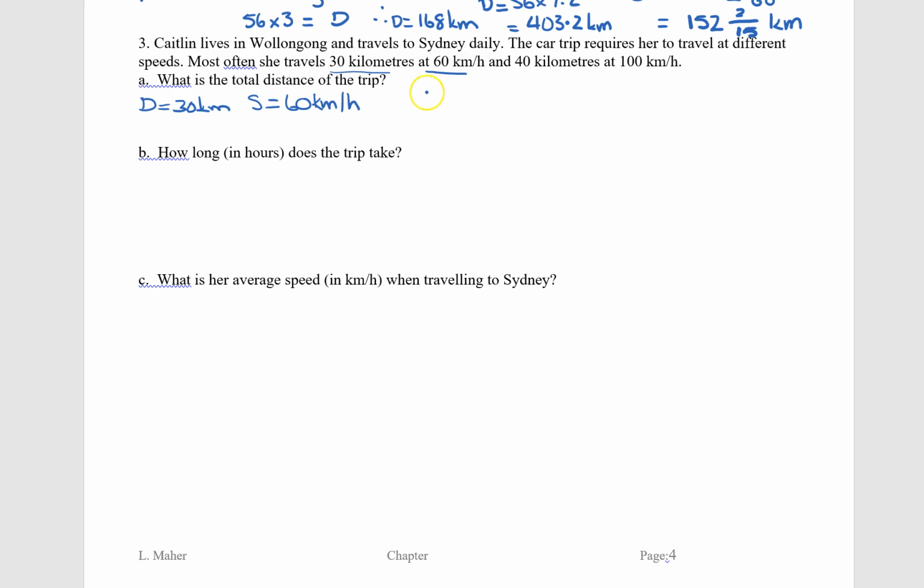And 40 kilometres, a second distance. Distance 2 is 40 kilometres. And a speed 2 of 100 kilometres per hour. What is the total distance? Total distance.